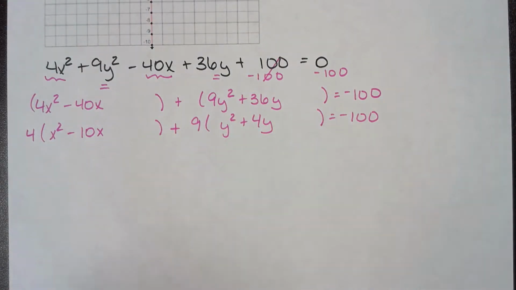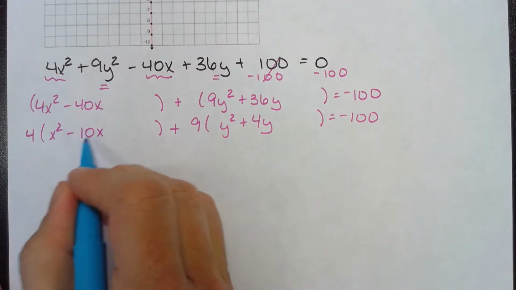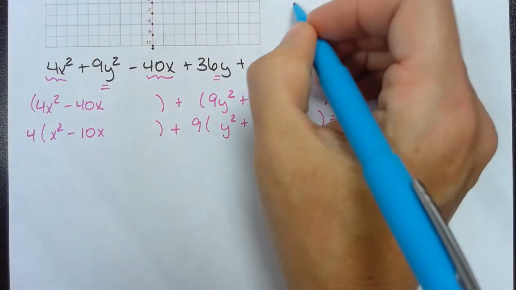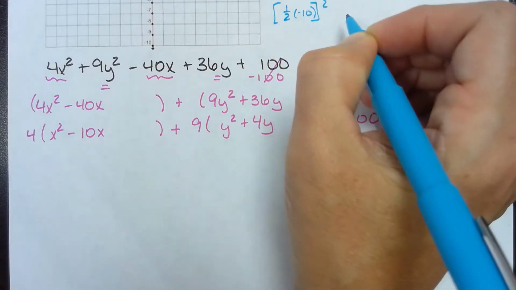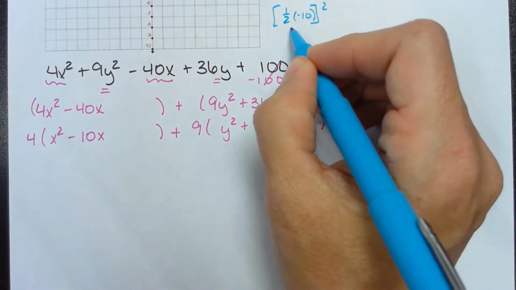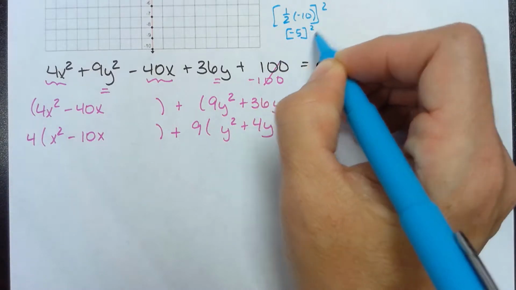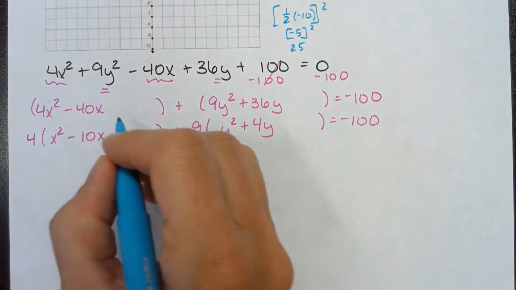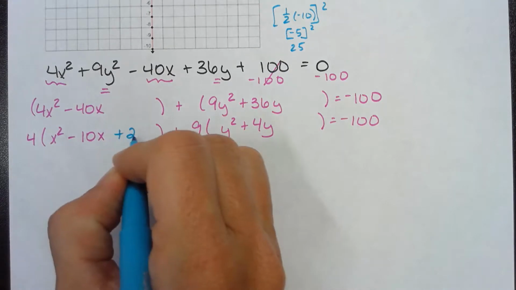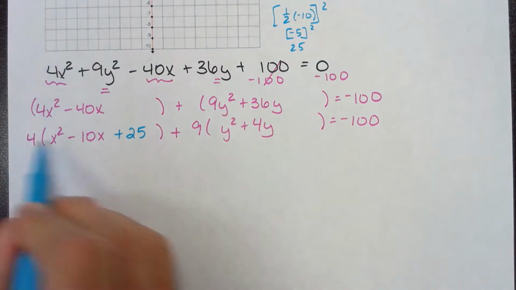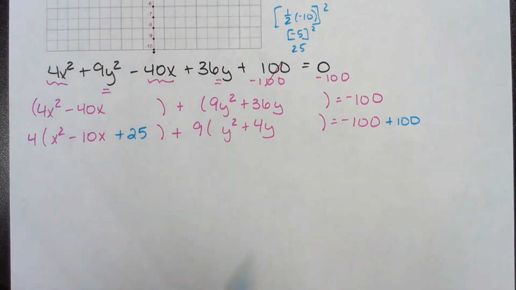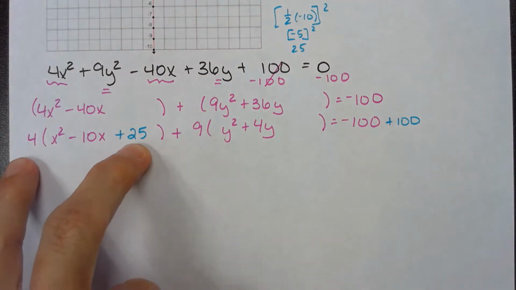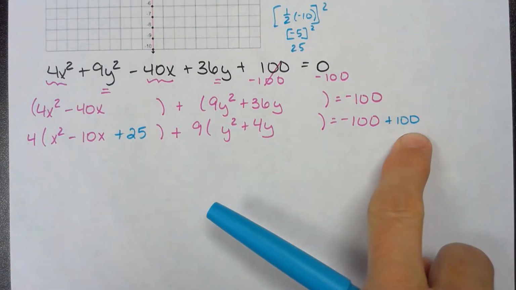Now we complete the square, so we take half of b and square it. Half of negative 10 squared. Well, half of negative 10 is negative 5. Negative 5 squared is 25. So we add 25 here, but we really added 4 times 25. So we need to add 100 over here. You have to keep the equation balanced. Since we add 100 here, we add 100 here.